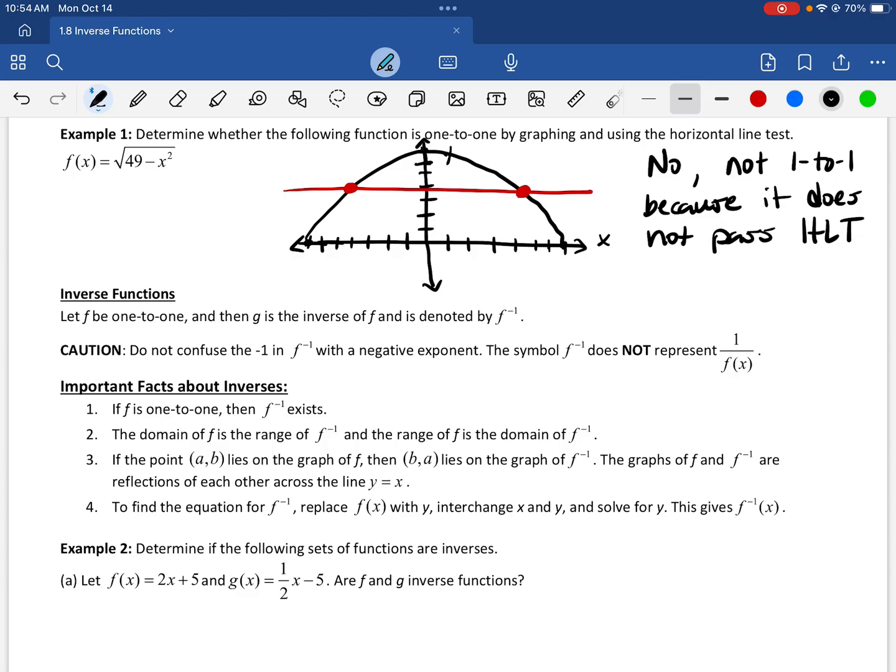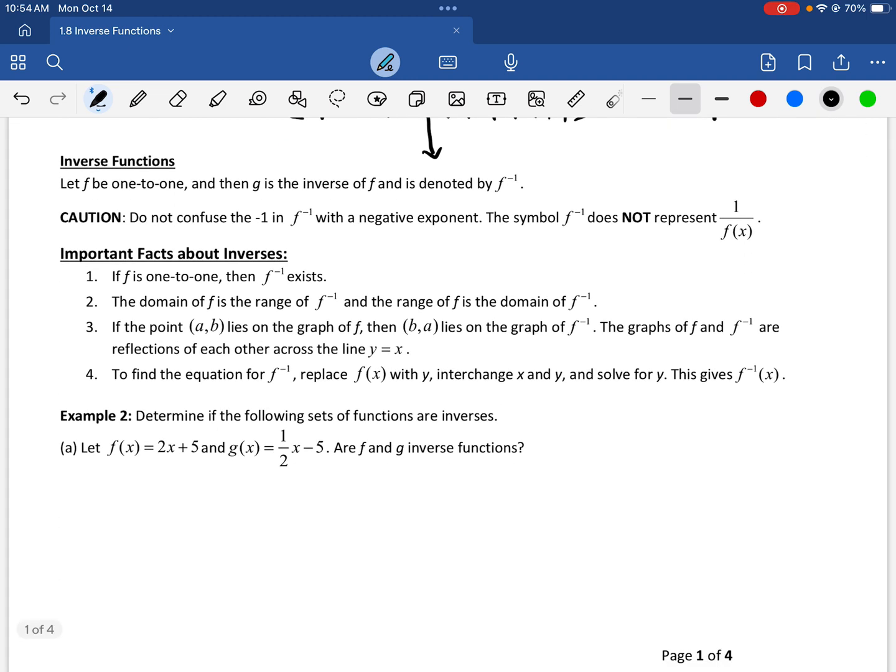So it says important facts. If f is one-to-one, then f^-1, the inverse, exists. The domain of f is the range of f^-1, and the range of f is the domain of f^-1. So basically, the domain of the function is the range of the inverse, and the range of the function is the domain of the inverse. They flip-flop there. If the point (a, b) lies on the graph of f, then the point (b, a) lies on the graph of f^-1. This shows that they are reflections across the line y equals x.